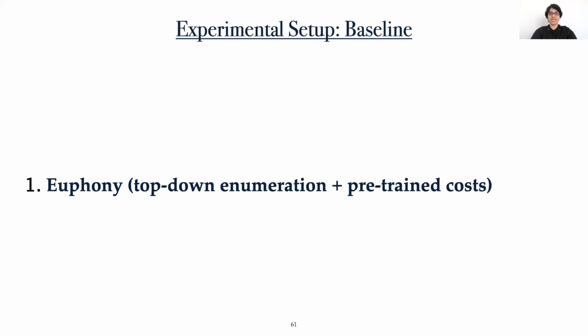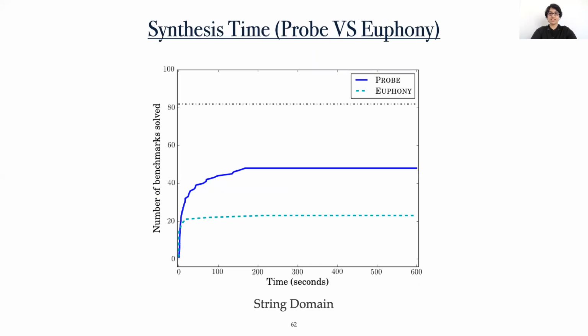We first compared Probe against Euphony, which is the state-of-the-art in guided search. Euphony is our main baseline, and it uses guided top-down search using pre-trained costs. This graph depicts the number of benchmarks solved by Euphony and Probe as a function of time.